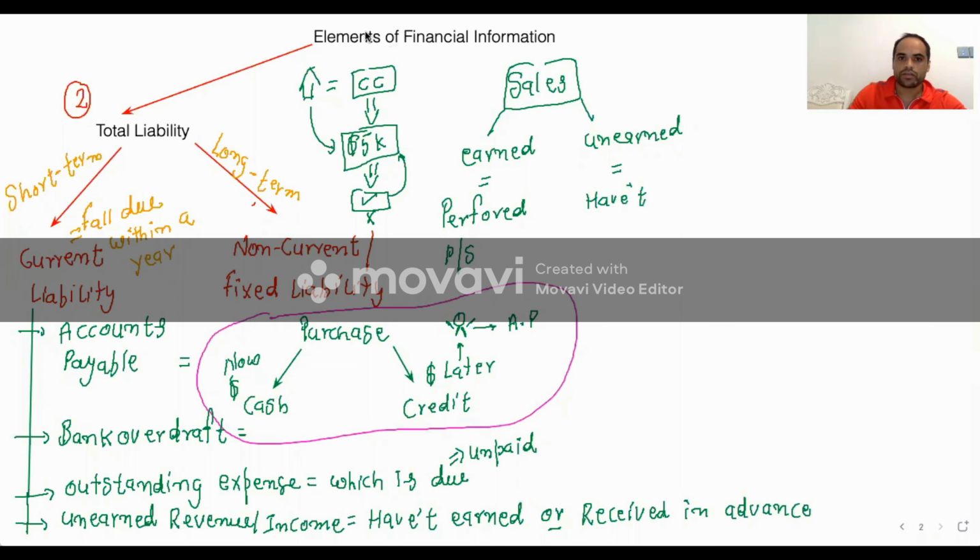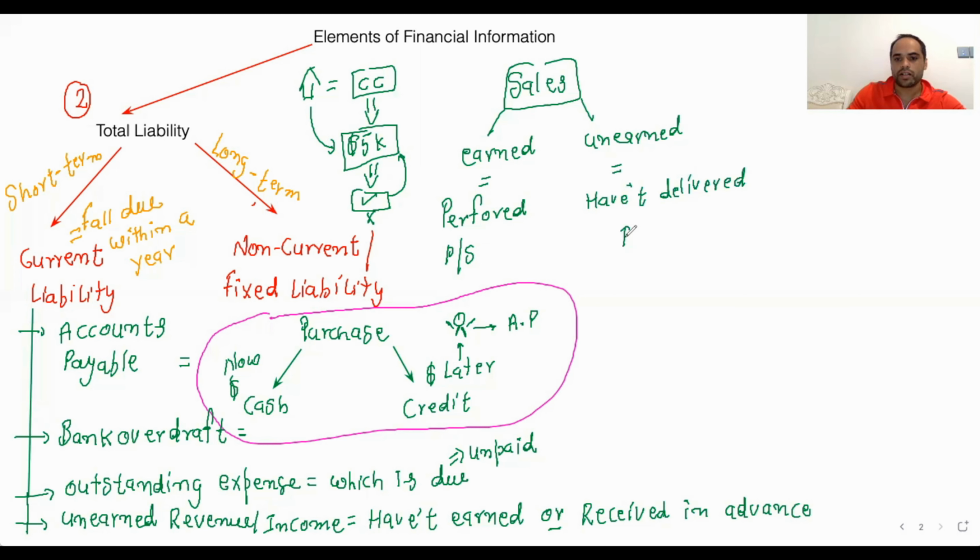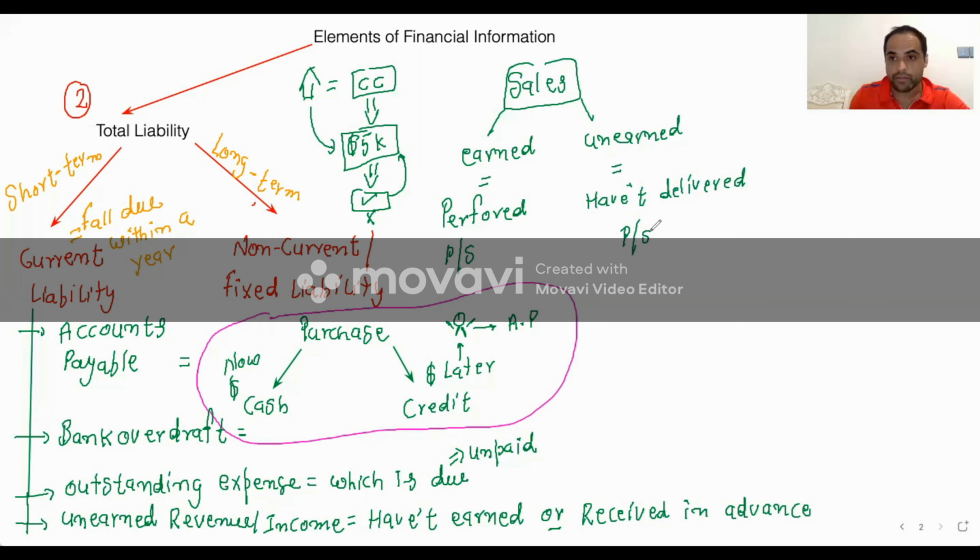Unearned means you haven't delivered your product or service. You receive money, but you haven't given the product. If you receive money, that becomes received in advance. Is it possible? Yes, it's possible. The best example is a birthday cake.